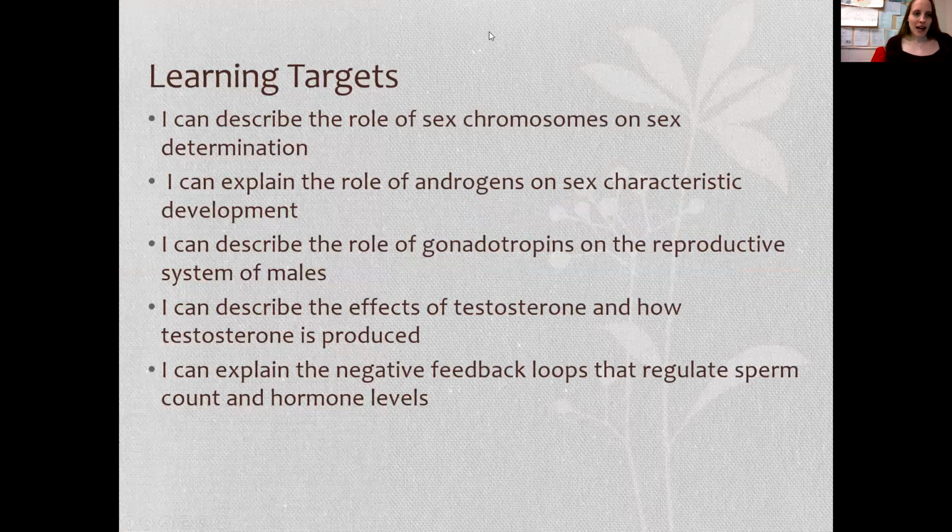So right now we're going to be going over how sex is determined and the role of different hormones and genes in sex determination. We're going to talk about how gonadotropins help with the reproductive development of males and help their reproductive system function. We're going to look at the effects of testosterone and how it's produced, and also some of the negative feedback loops that regulate both sperm and testosterone production.